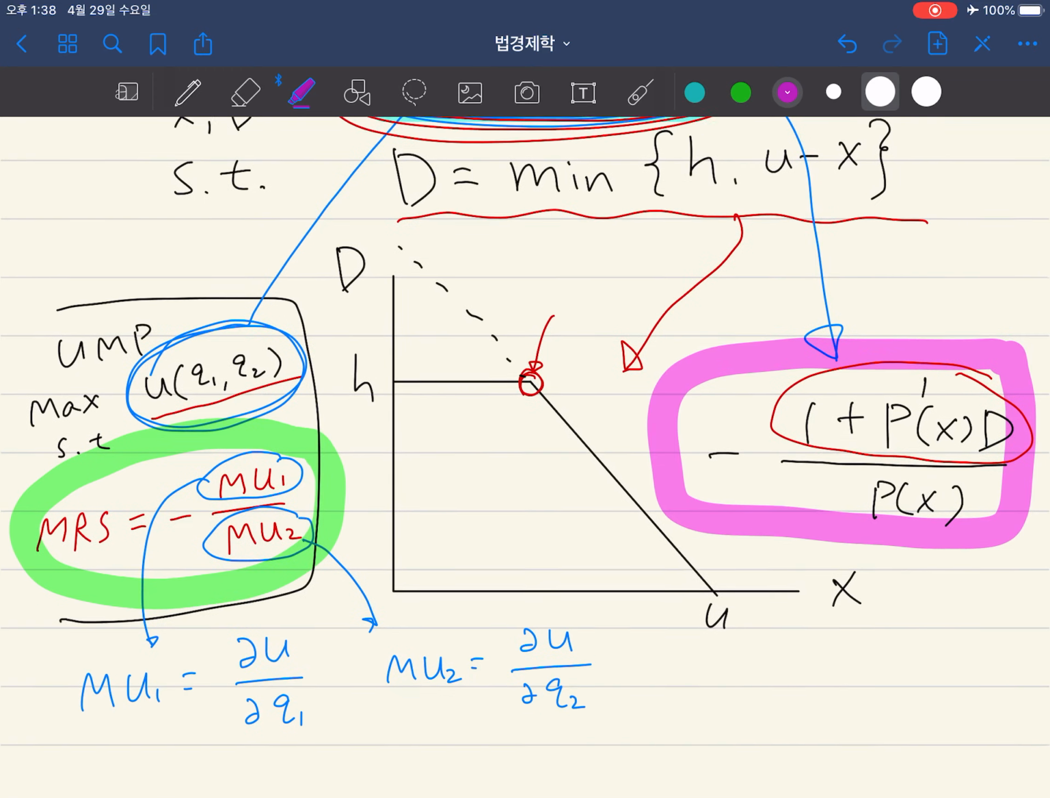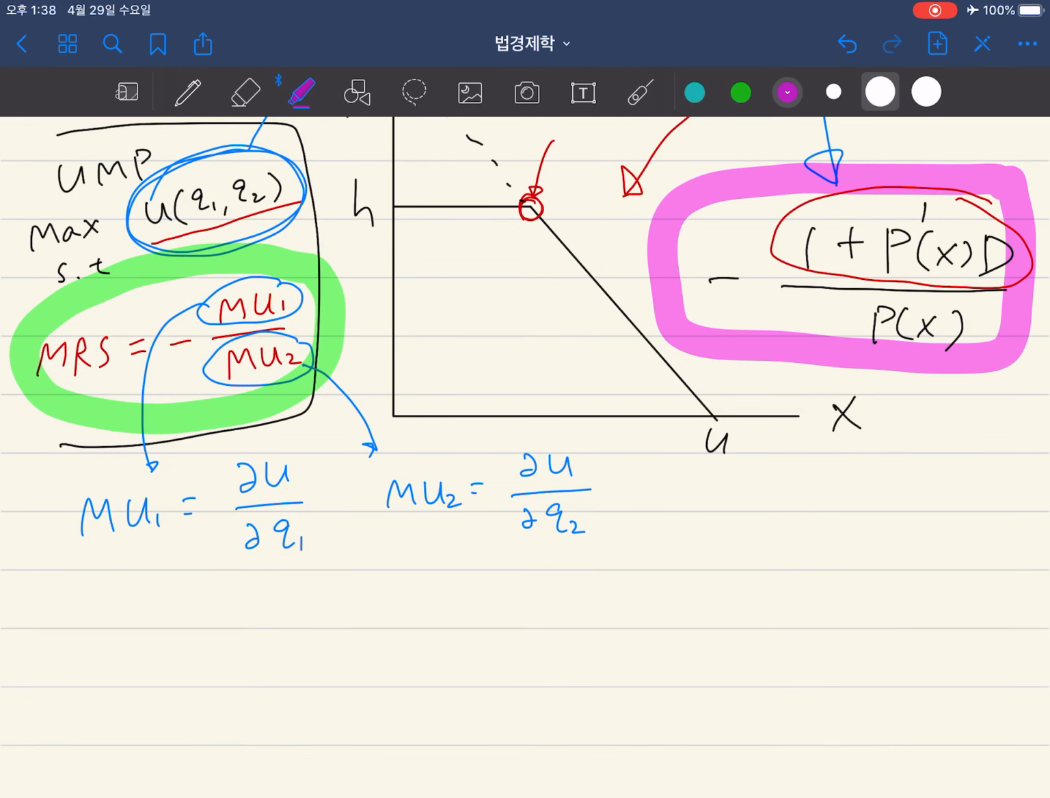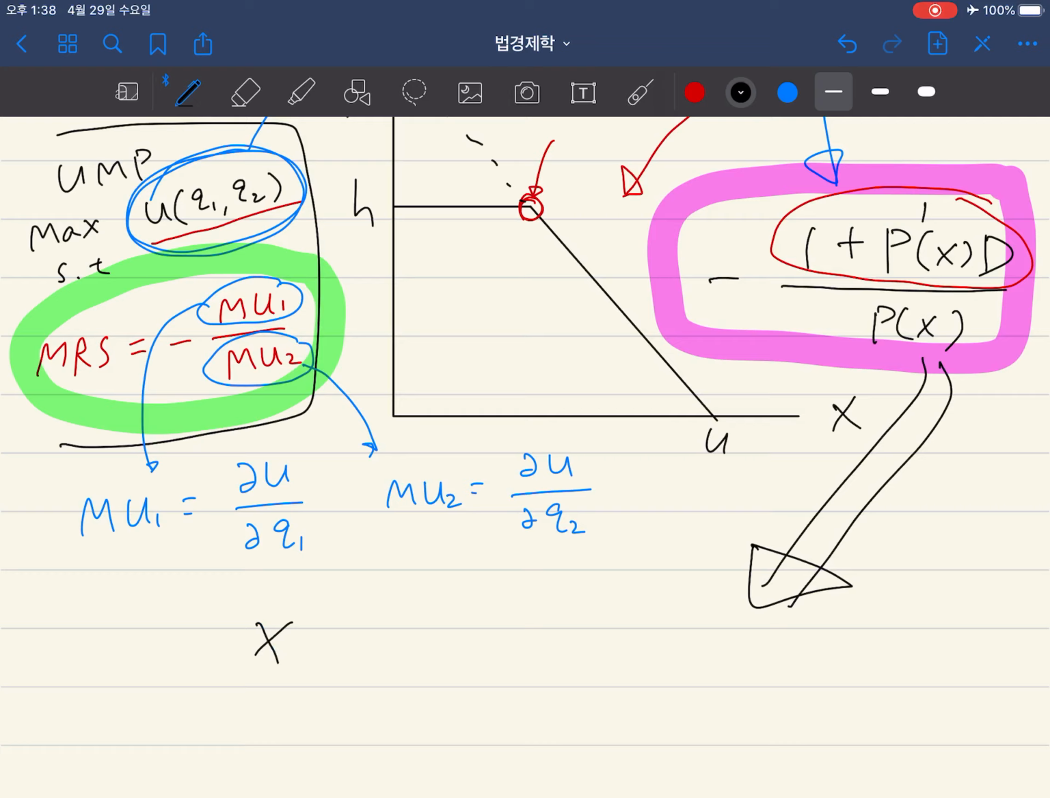And if you look at this formula, let's look at this formula. Suppose x is very small. So if x is very small, what is the sign of this formula? Is it plus or minus?